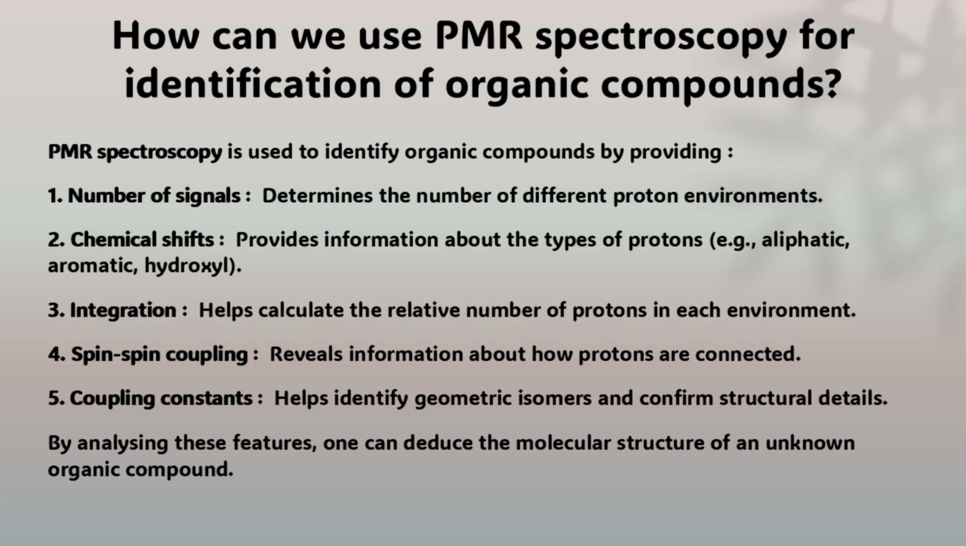2. Chemical shifts provide information about the types of protons, for example aliphatic, aromatic, hydroxyl. 3. Integration helps calculate the relative number of protons in each environment. 4. Spin-spin coupling reveals information about how protons are connected. 5. Coupling constants help identify geometric isomers and confirm structural details. By analyzing these features, one can deduce the molecular structure of an unknown organic compound.